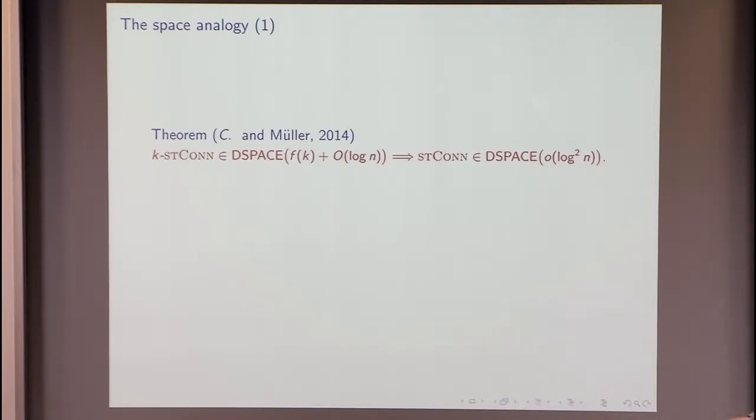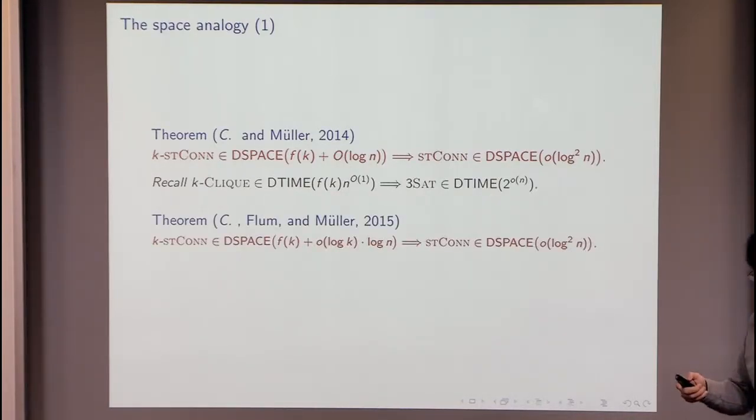Now we come to the space analogy of the ETH, the equivalence between parameterized time complexity and exponential time complexity. First, we can show that if you can put k-ST-con in parameterized log space, solving it in space f of k plus O of log n, then you can improve Savitch's theorem: you put ST-con in space little o of log n squared. This is similar to the case of time, where k-clique in time f of k poly n implies 3-SAT in sub-exponential time.